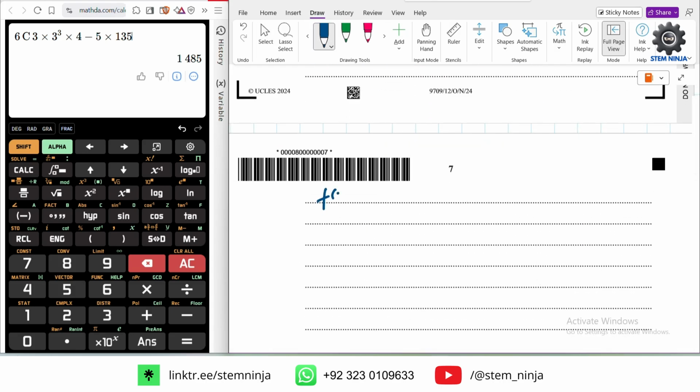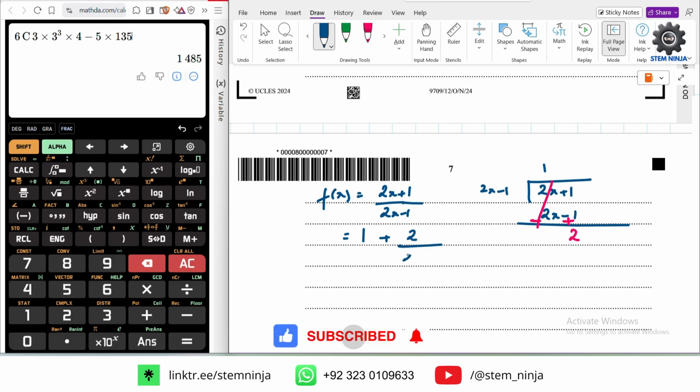So if you have f of x, (2x plus 1)/(2x minus 1), we need the long division. 2x plus 1 divided by 2x minus 1, so you get 1 times that. You get 2x minus 1, minus, you get 2, right? So this can be written as 1 plus 2 over (2x minus 1).